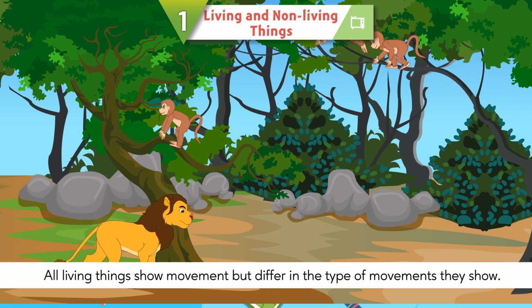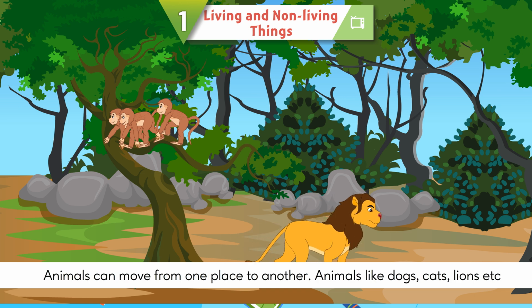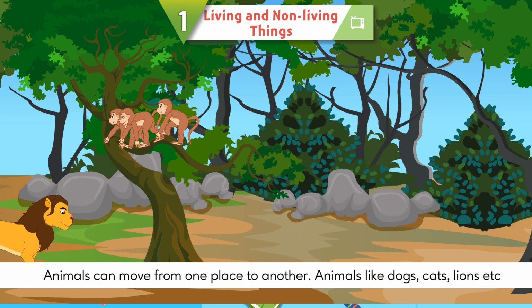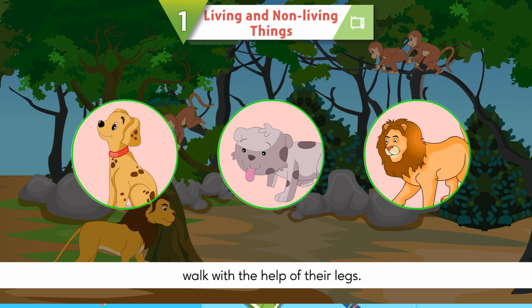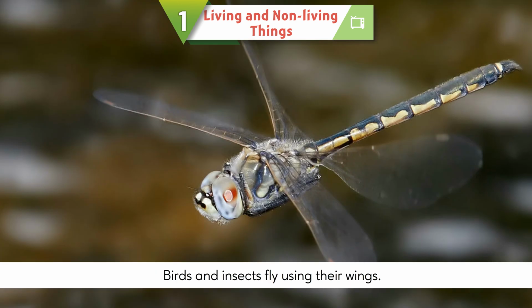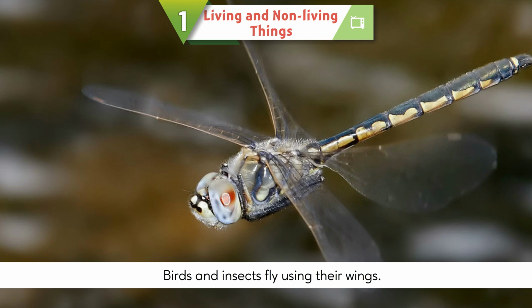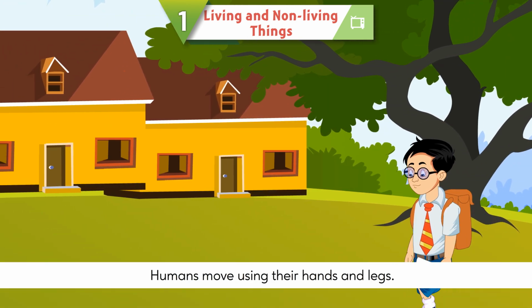Living things move. All living things show movement but differ in the type of movements they show. Animals can move from one place to another. Animals like dogs, cats, lions, etc. walk with the help of their legs. Fishes move using their fins and tails. Birds and insects fly using their wings. Humans move using their hands and legs.